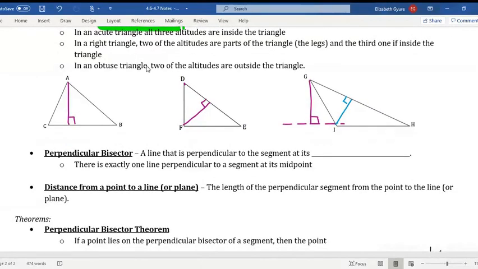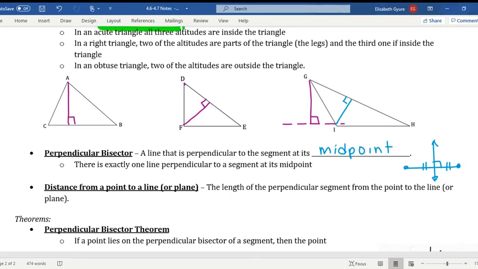A perpendicular bisector is a line that is perpendicular to a segment at its midpoint. It's like you're combining those 2 vocab words, perpendicular and bisector. You're going to have a segment. A perpendicular bisector could be a line, a segment, a ray, pretty much anything that goes through the middle and forms a right angle with it.